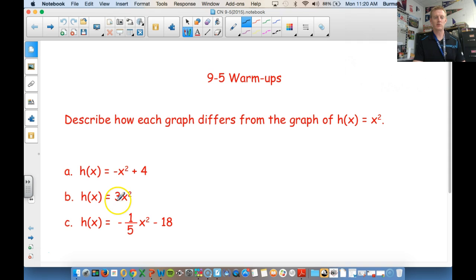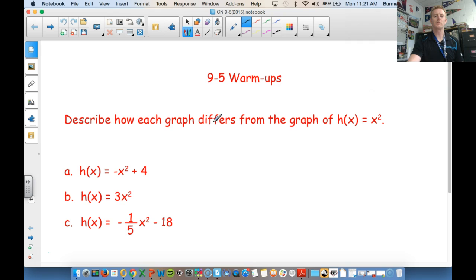This one's going to be stretched, or compressed at a rate of 3 because of the 3 in front of the x. This guy is going to be flipped and then stretched by a power of 1/5, and then it's going to go down 18 because of that minus 18. So hopefully those are things that you guys still remember from 9-4.